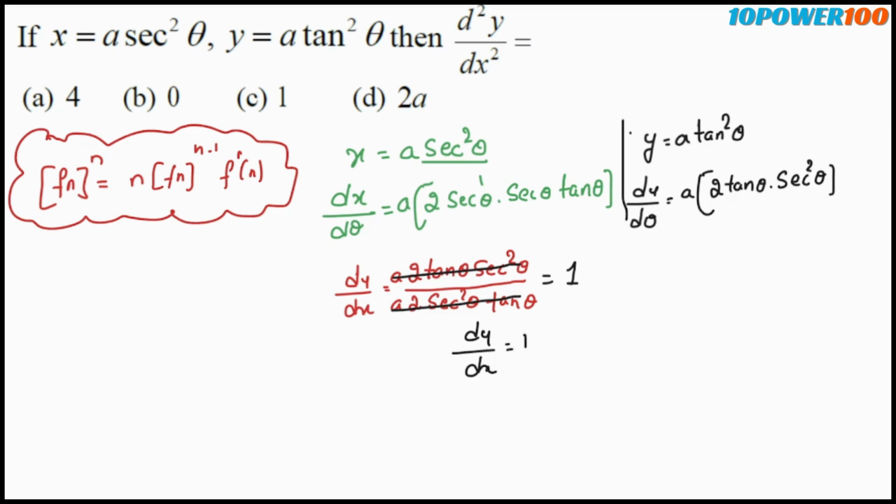Now they're asking us to find out double differentiation. So double differentiation is d square y by dx square. So the differentiation of a constant is 0. So option B, 0 is the answer.